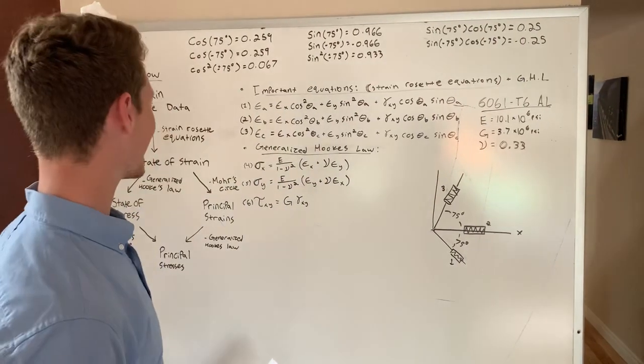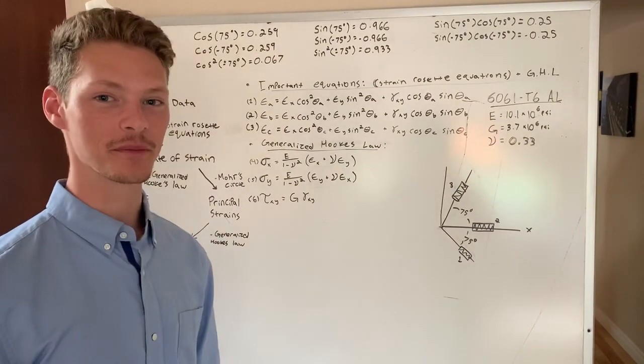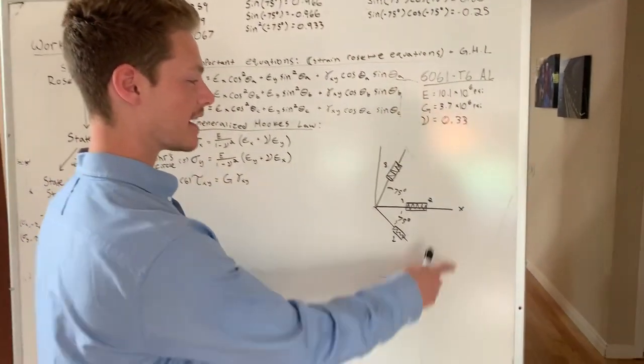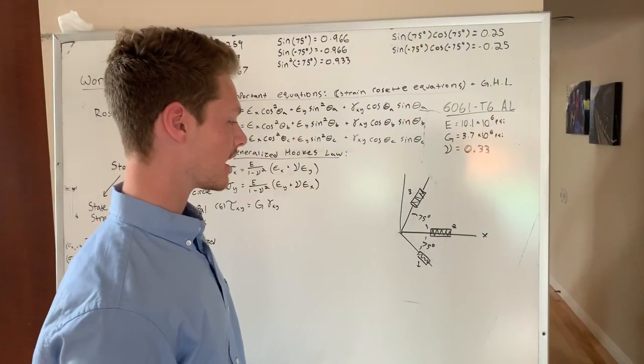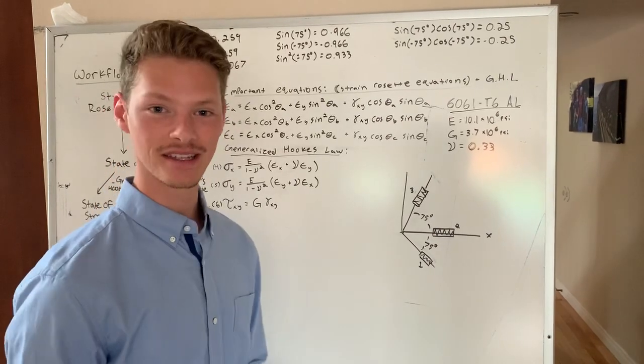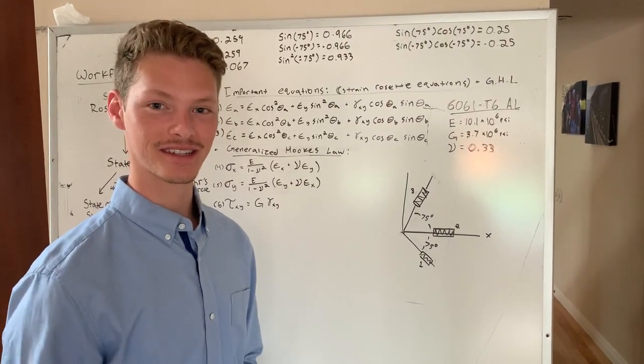Today we're going to be looking at a strain rosette problem. Over here is a diagram of our three strain gauges, and this is what a strain rosette is. It is three strain gauges.